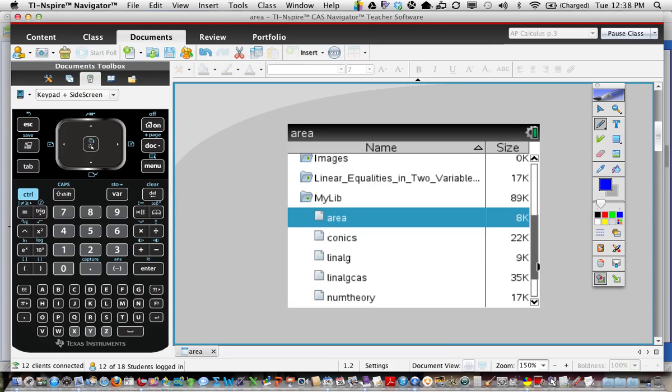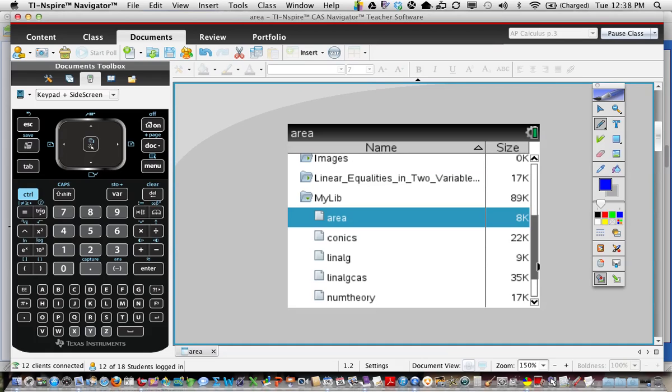The Area document is the one that you need. You'll hear me call it the Area program. On our old calculators, it was a program. Actually, it's a document with programs in it. The programs I didn't write, but I stole. Well, I didn't steal, they were free. I downloaded them.